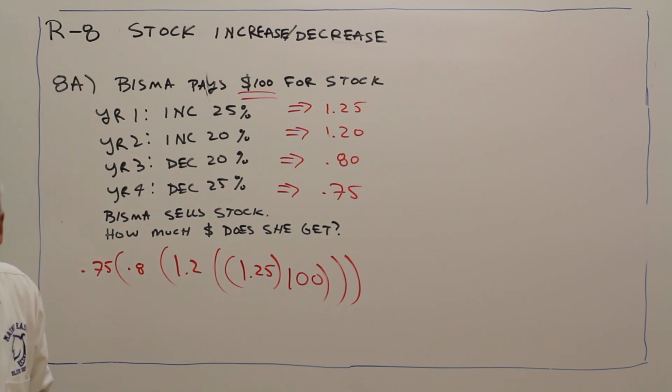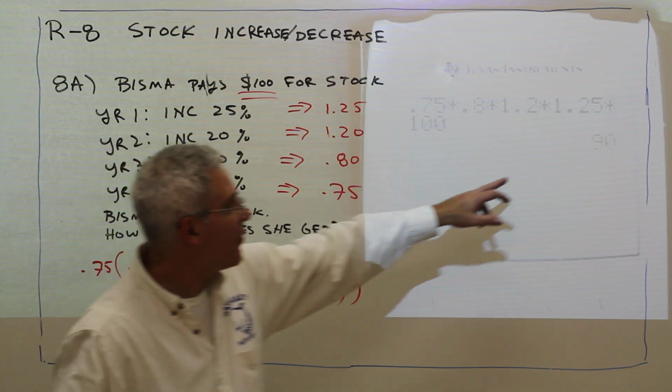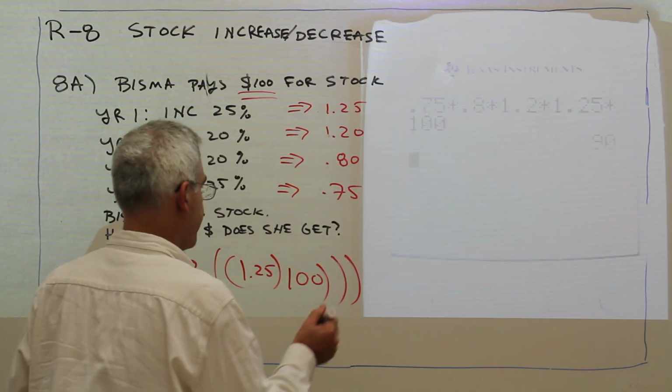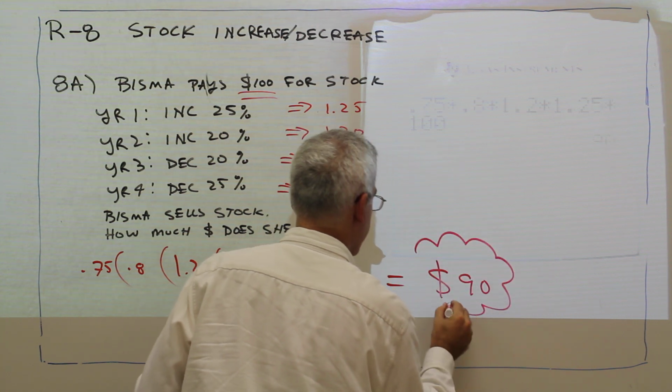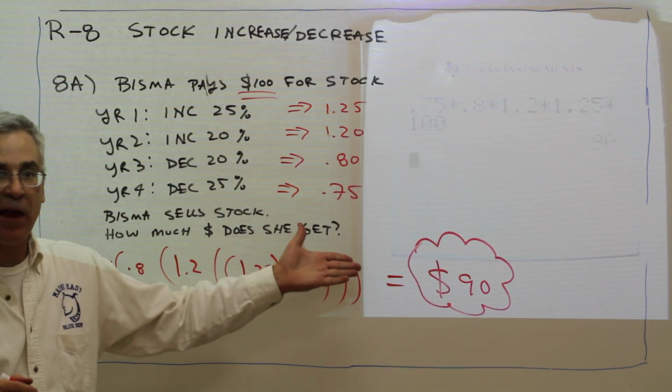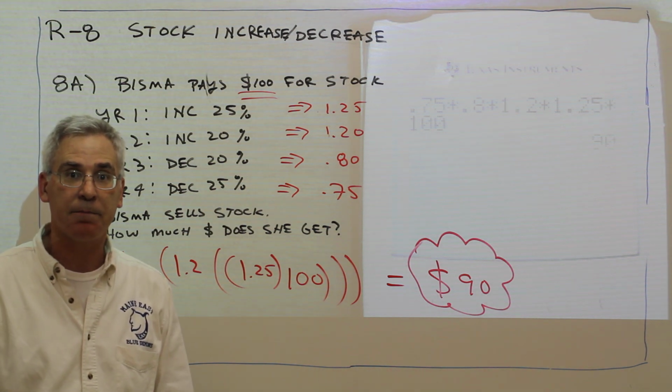We'll go to the calculator. 0.75 times 0.8 times 1.2 times 1.25 times 100, and we get an answer of $90. So there's the answer. After the fourth year, BSMA would get $90.